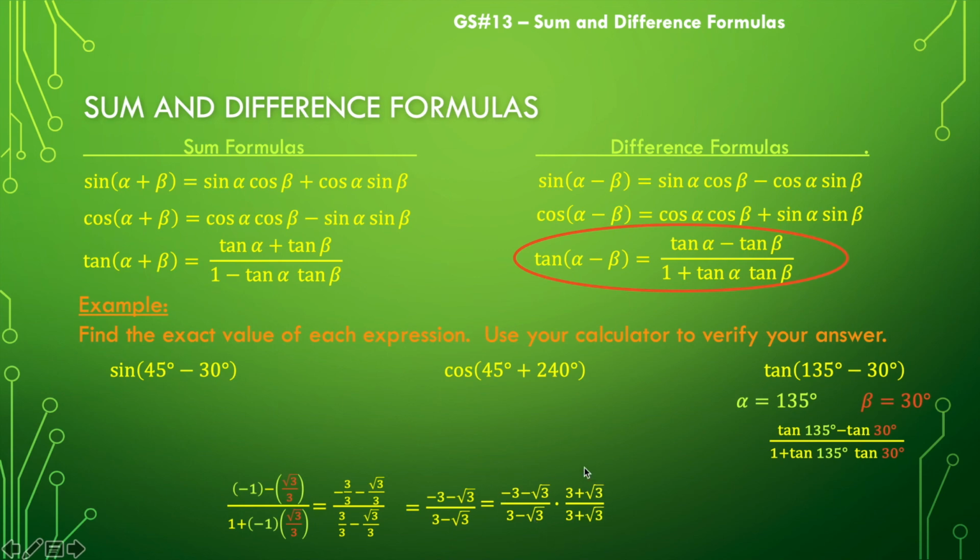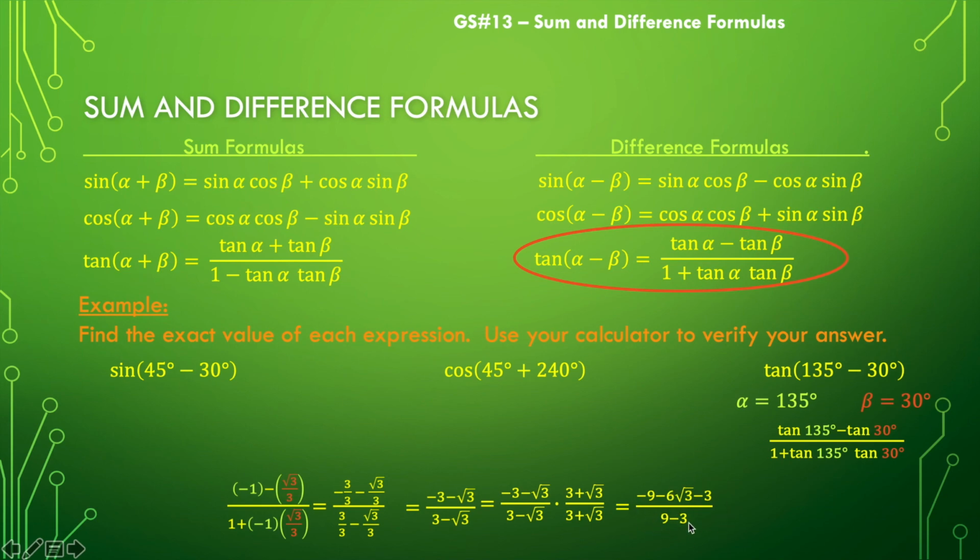Now on the top, we have something slightly different because our signs are a little bit different. We have -3 times 3, which will be -9. -3 times rad 3, which is -3 rad 3. Negative rad 3 times 3, which is another -3 rad 3. And then finally, -3. So all of that stuff put together looks like this.